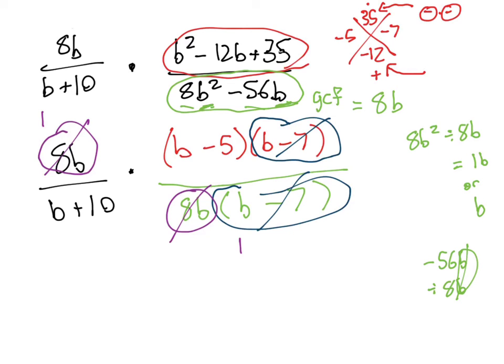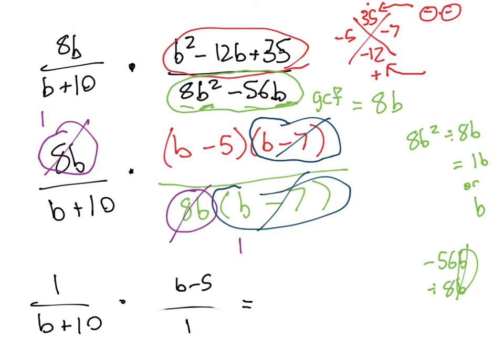So now the simpler multiplication problem that we're doing is 1 over b plus 10 times b minus 5 over 1. And I guess I don't need parentheses anymore around this b minus 5 because there are no other factors in that numerator.